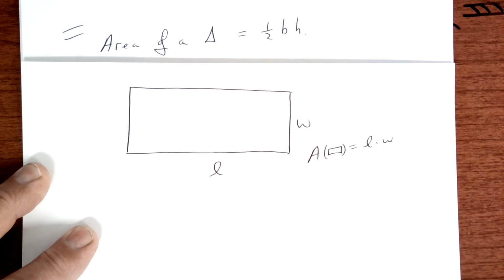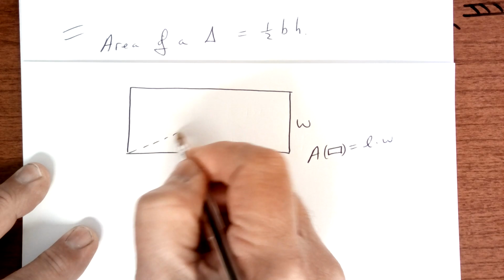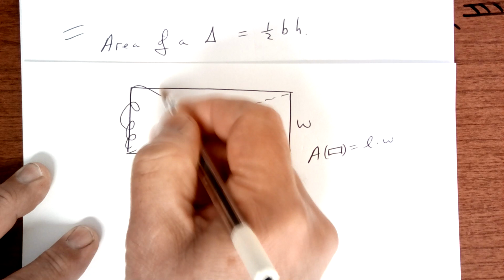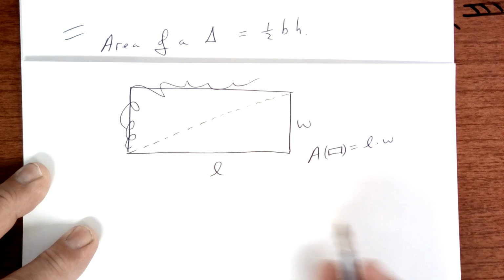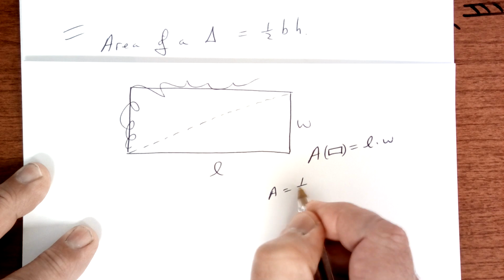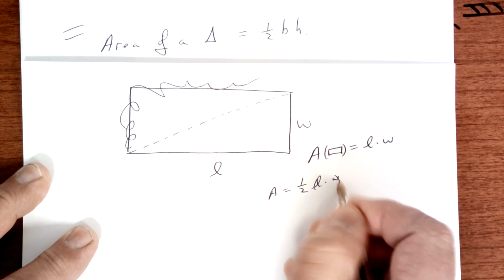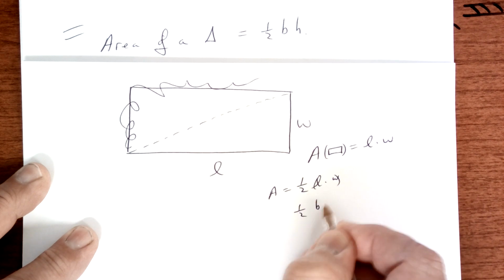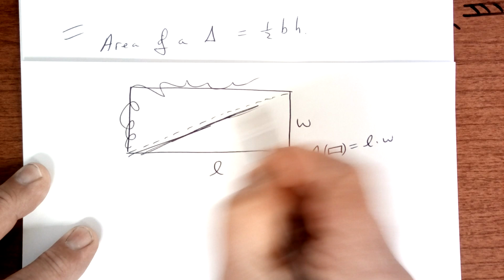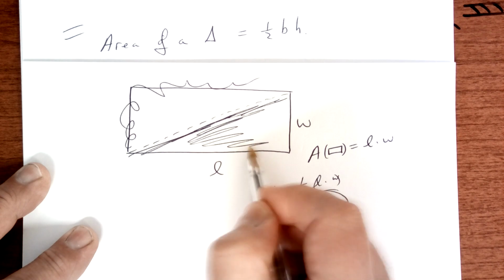But if you do half of that, like this, then you have a triangle. So the triangle would be half of it. So it's half of length times width. And what we say is half of base times height. And that's the formula we're going to use today. Okay? So that would be the area of this triangle.